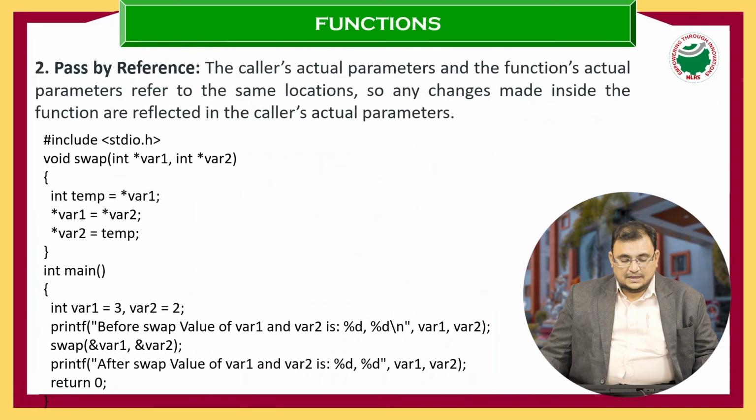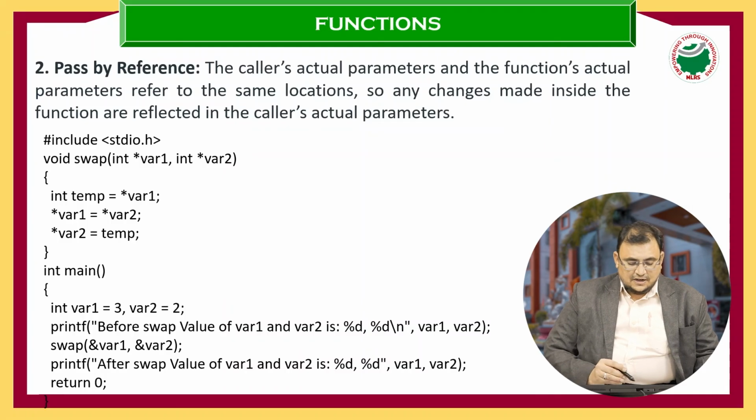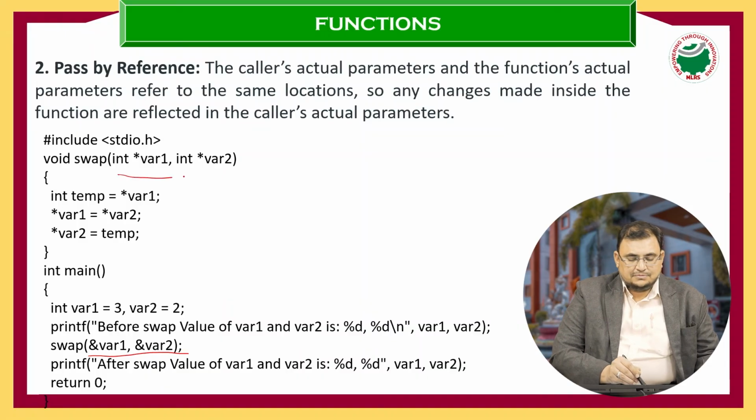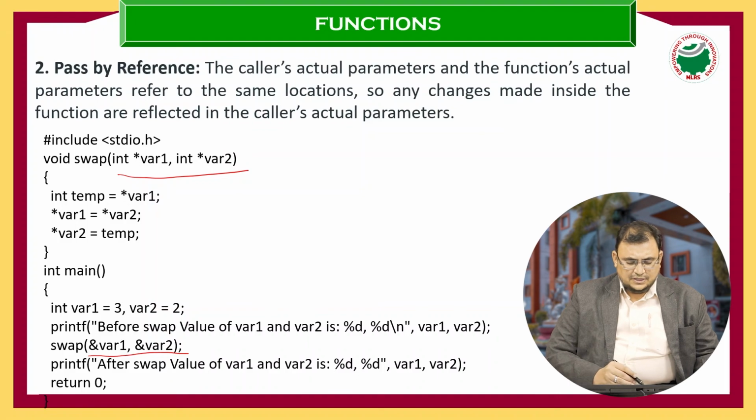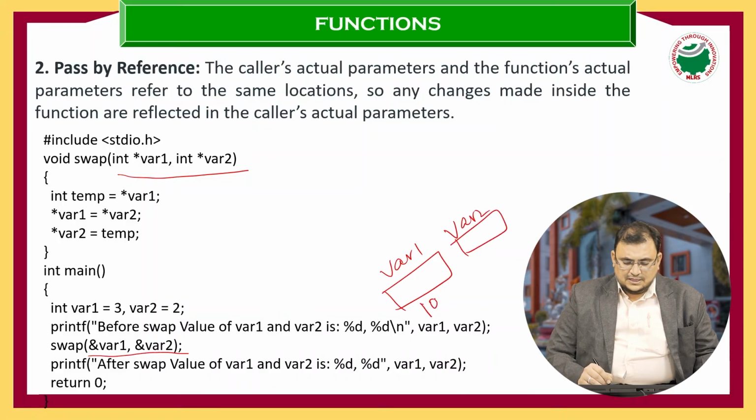Coming to the second mechanism, that is called call by reference. In call by reference, instead of passing a value, you are passing an address. If you pass the address as a parameter, the receiving formal parameter must be a pointer, because a pointer only stores the address of a variable. For example, assume variable 1 is a variable and variable 2 is another variable. Assume this address is 1000 and this address is 2000.